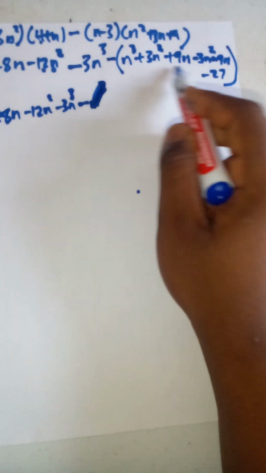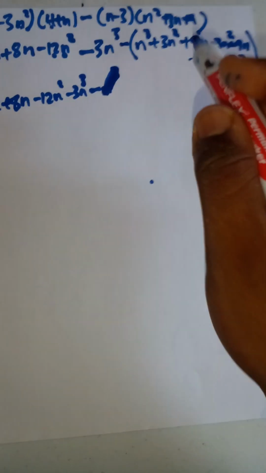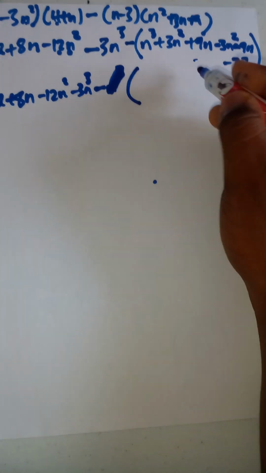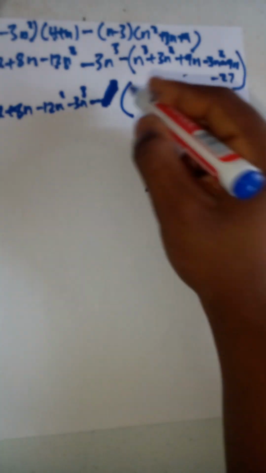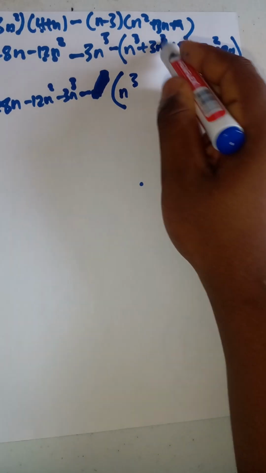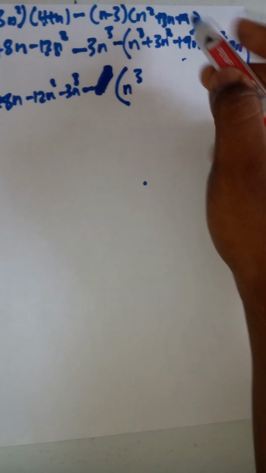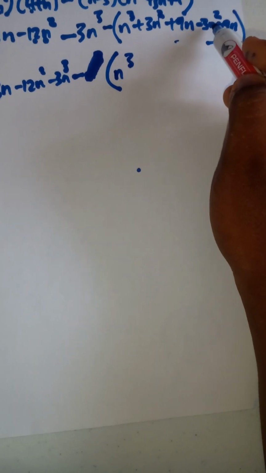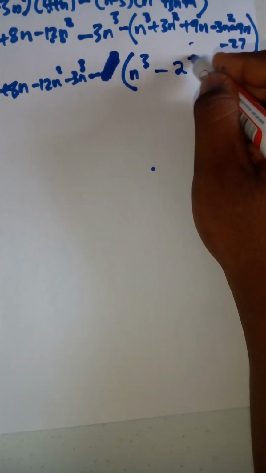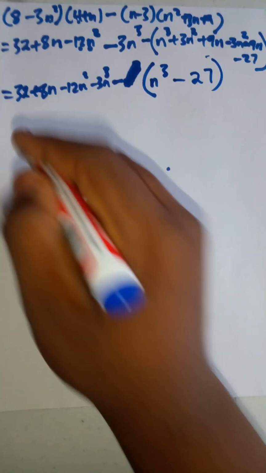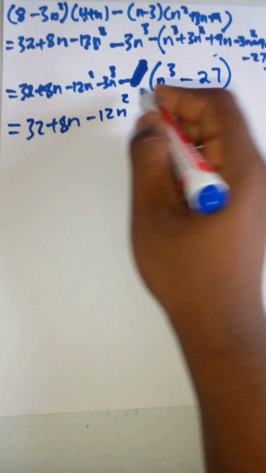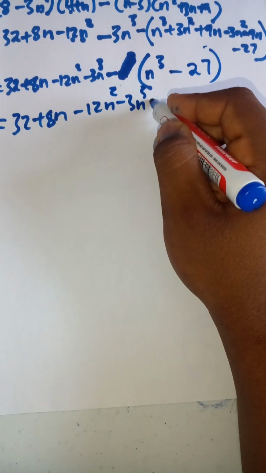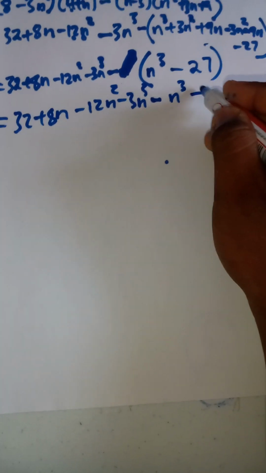I forgot to check my like terms, so let's check our like terms inside that bracket. So let me just do my bracket like this. N squared, n cubed. Let me check if I have n cubed. No, I do not have it. So n cubed. 3n squared. Let me check if there's something with a square. 3n squared minus 3n squared. Oh, this one is out. 9n minus 9n, it's out. So it means that I'm left with n cubed minus 27. So here I'll be having 32 plus 8n minus 12n squared minus 3n cubed. Then minus what? N cubed plus 27.